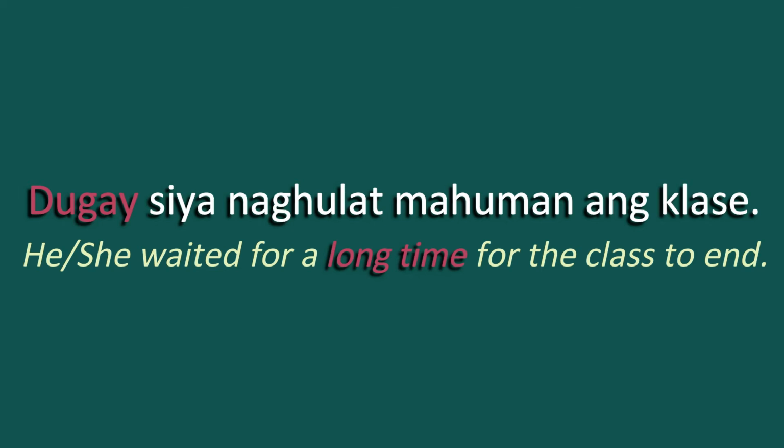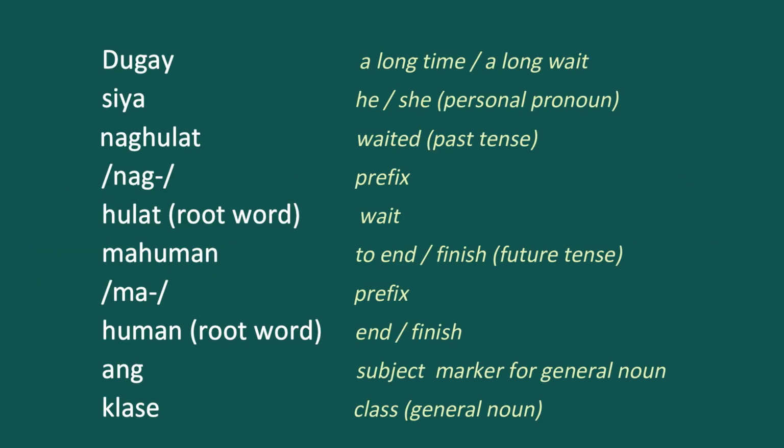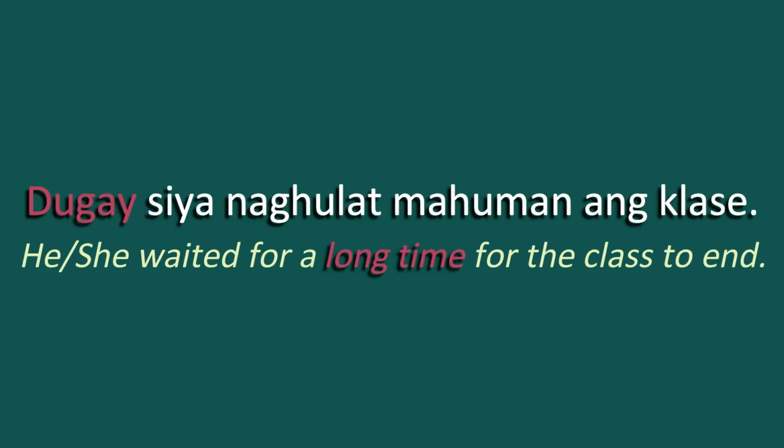So when we break down that sentence, we have Dugay, which means long time or a long wait. Siya means he or she, and it's a personal pronoun. Naghulat means waited, comes from the root word hulat, which means wait, and the prefix nag is set in the past tense. Mahuman means to end. The root word is human, which means end in English. The prefix used is ma, which is in the future tense. Ang is the subject marker for the general noun, and klase is class, which is our general noun. Putting this sentence together, we have Dugay siya naghulat mahuman ang klase. He or she waited for a long time for the class to end.